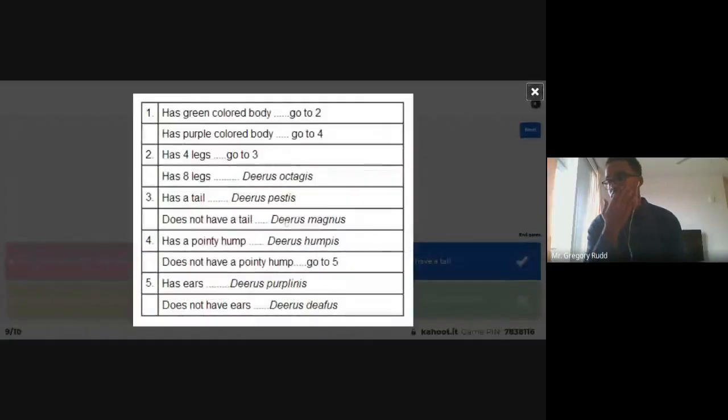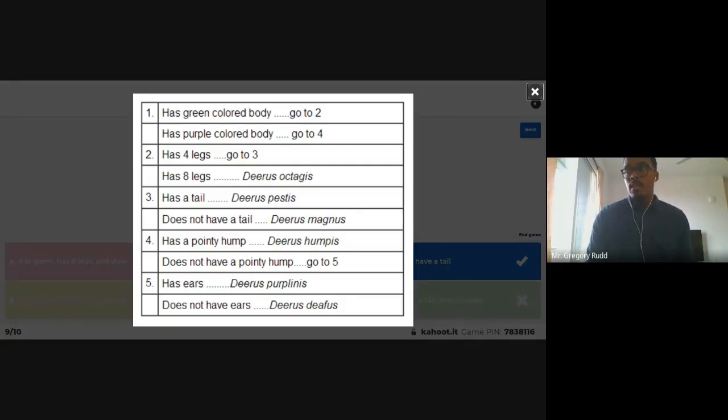Okay. Now this one's tough. So we're told that this organism is Deirdre's magnus. Meaning, we have to now work backwards to figure out the traits of Deirdre's magnus. That's what these dichotomous keys allow us to do. Sometimes you will be shown a picture of an organism, so you'll know what its traits are, and then you'll have to work to figure out what the species name is, what the scientific name is. Again, these are scientific names because we've got the genus written first, and then we've got the species name.